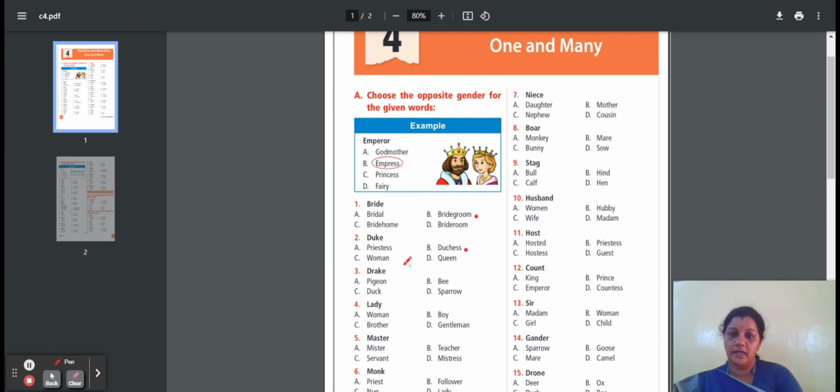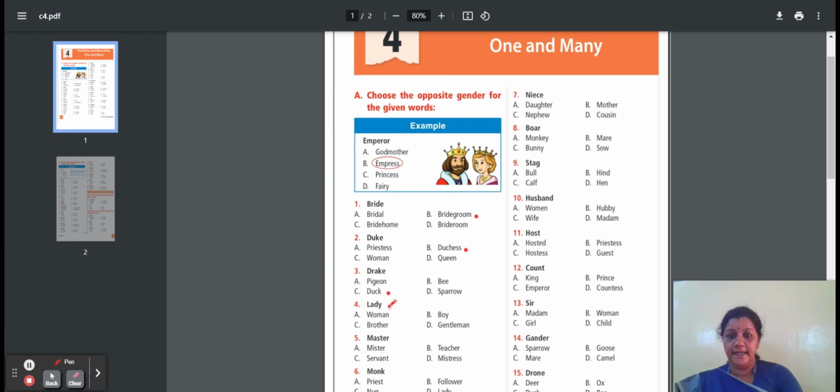Third one, drake, which means a male duck. Here are the options: pigeon, bee, duck, sparrow. Pigeon, it means a fat grey bird. Bee, a black and yellow insect that lives in a large group. Duck, a common bird that lives near water. Sparrow is a small bird that looks brown and grey in color. Here, the option is C, duck. The opposite gender for drake is duck.